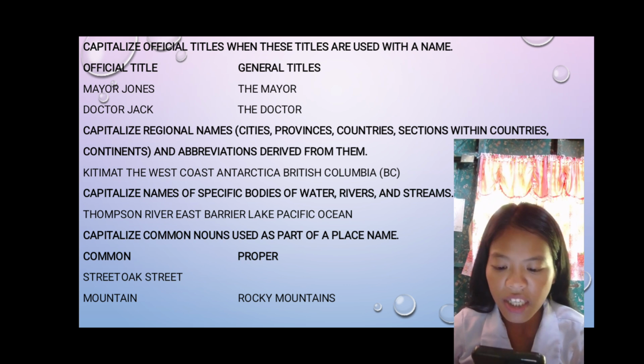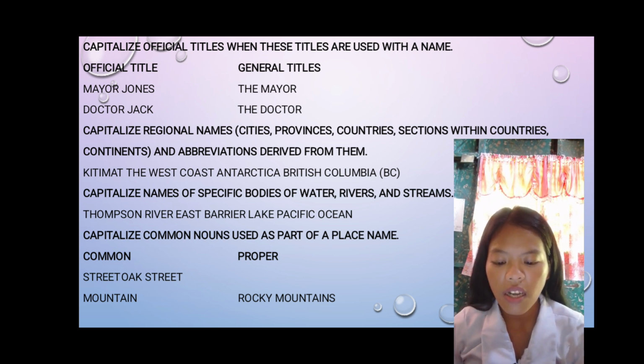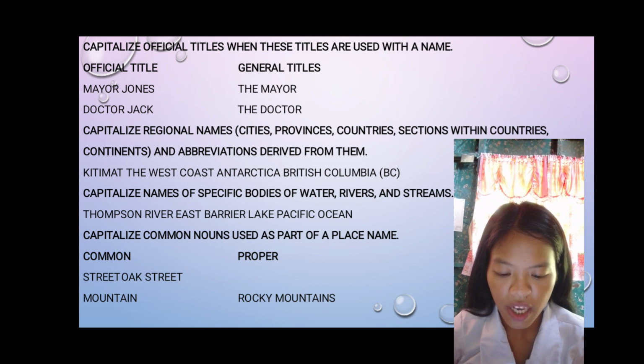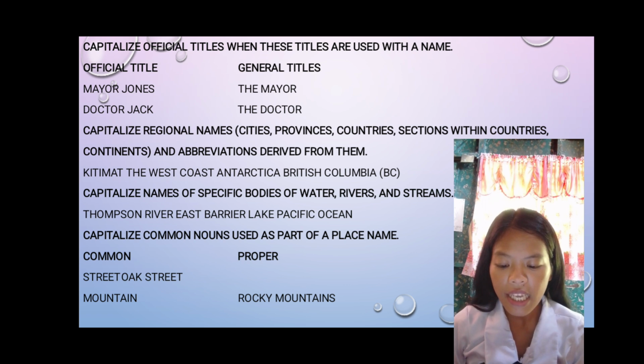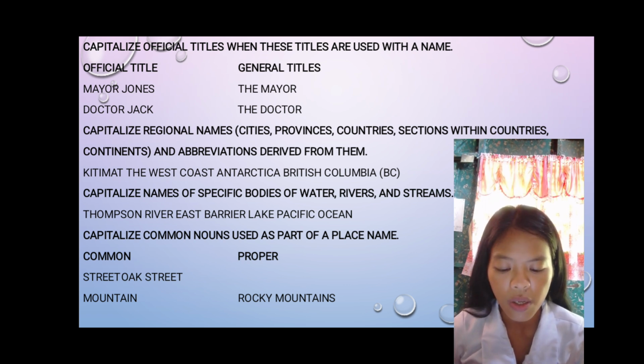Capitalize regional names like cities, provinces, countries, sections within countries and continents, and abbreviations derived from them. Kitimat, the West Coast, Antarctica, British Columbia (BC).